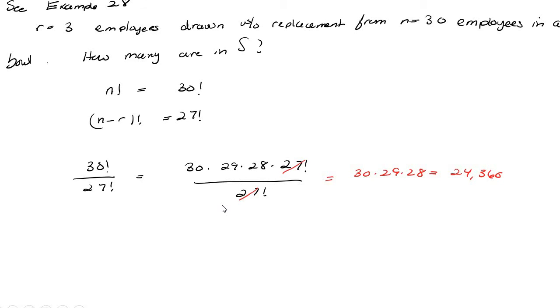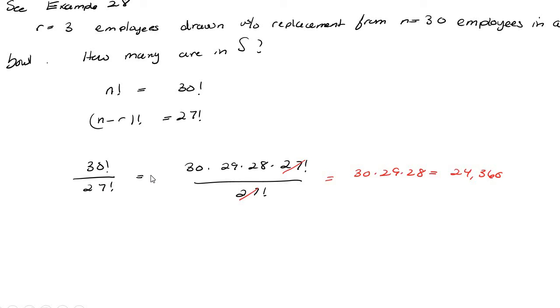So let me show you an example. This is example 2.8. The book is fabulous for examples. So this is taken from your book, Introduction to Mathematical Statistics. Take r equals 3. They have 3 employees drawn without replacement from 30 employees in a bowl. So they're going to take the names of 3 employees out where there's 30 employees. If they're going to do this experiment, how many possibilities are in the sample space? Well, n factorial in that formula is 30 factorial, and n minus r factorial is 27 factorial.